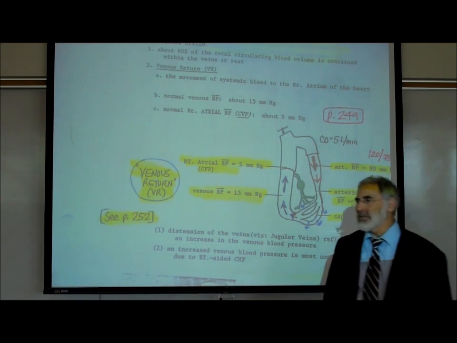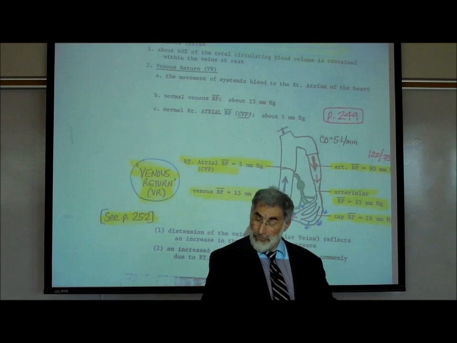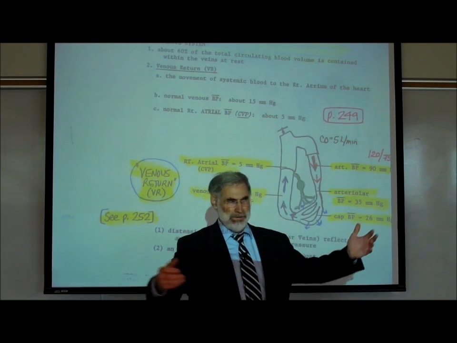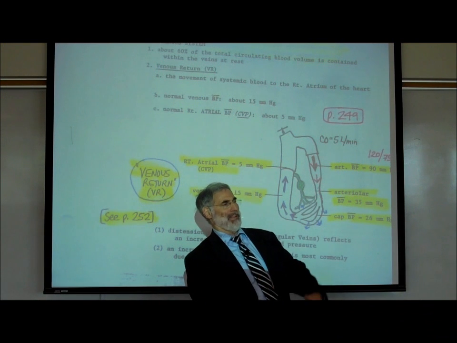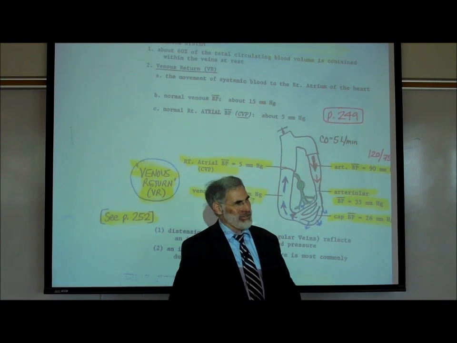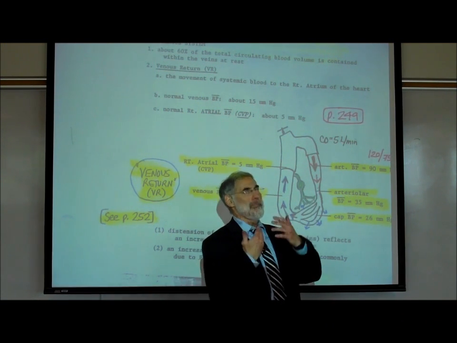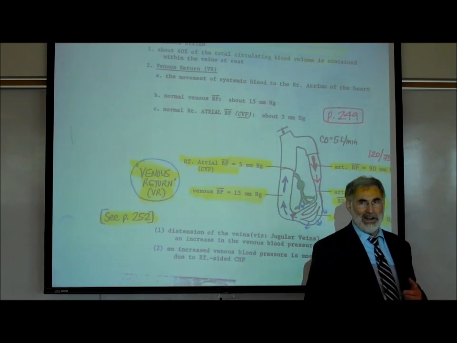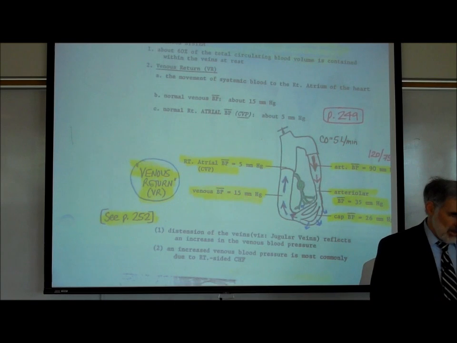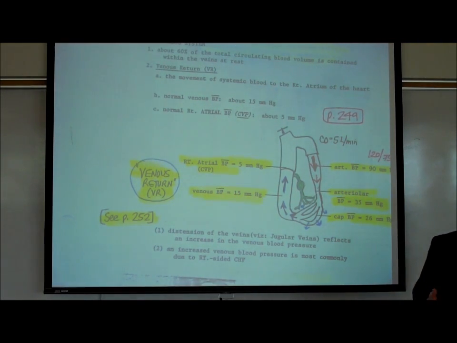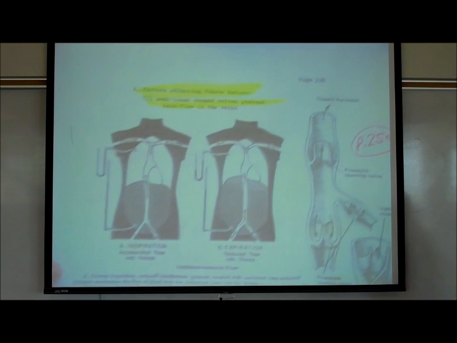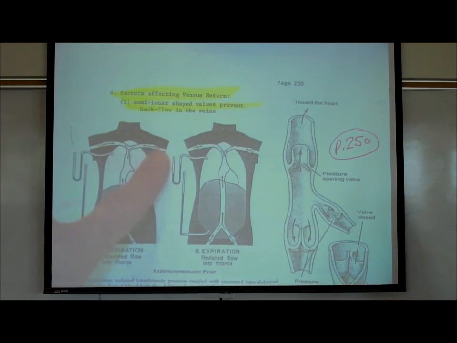And what especially tends to reduce that flow of blood back to the heart is gravity. You know, because when you're standing up, isn't gravity pulling everything down to your feet? So that means that the blood really doesn't want to go back up to your heart, from your legs, all the way up your legs back to your heart, because gravity's pulling everything down. So the veins kind of need help. So what helps them? On page 250, factors affecting venous return.